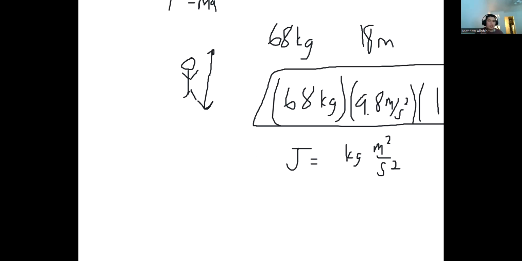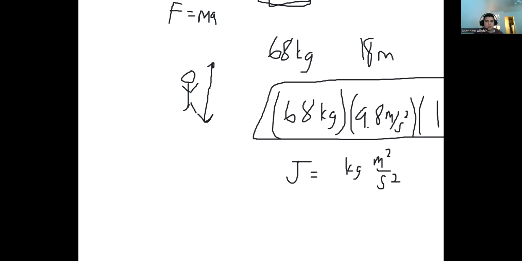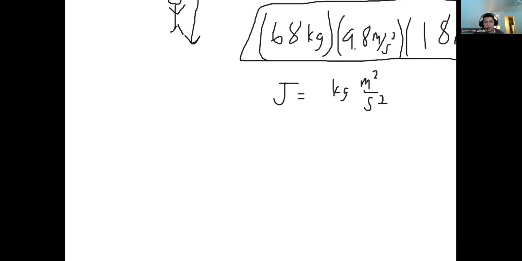How much work is being done against gravity? Because as we were talking about earlier, there are other types of work that can be done. But in this case, we're just talking about work against gravity. And that's usually what we'll talk about here in this exam, at least at this part in the class.